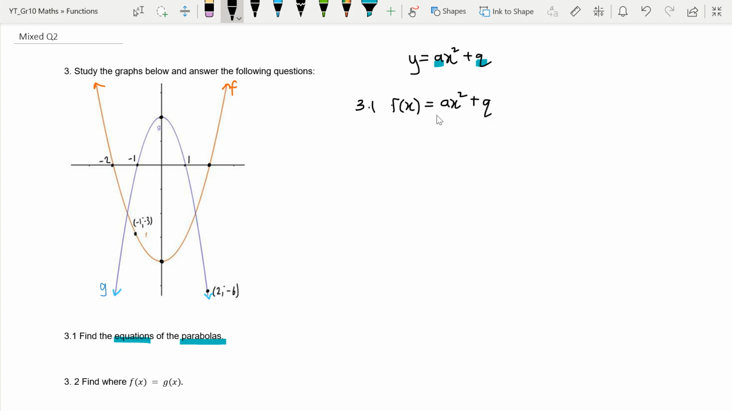Now, these are the trickier ones where you have to find the equation. And why do I say that? It's because we were not given the q. We were not given the turning point, which would have made this a whole lot easier. So let's see how we're going to tackle this.